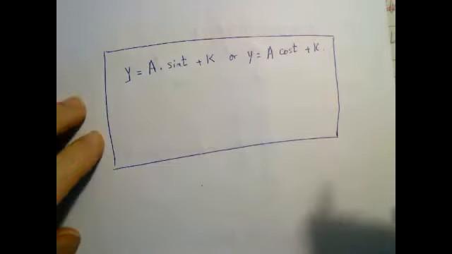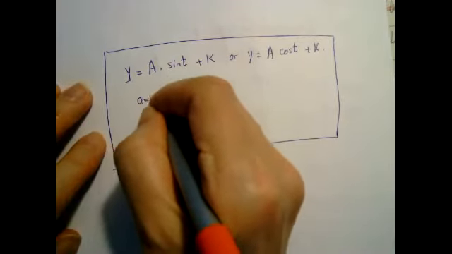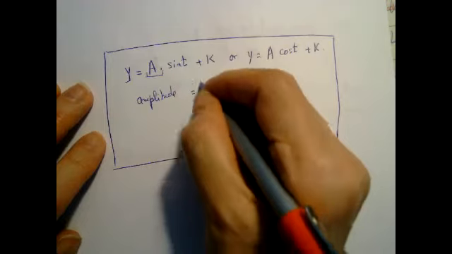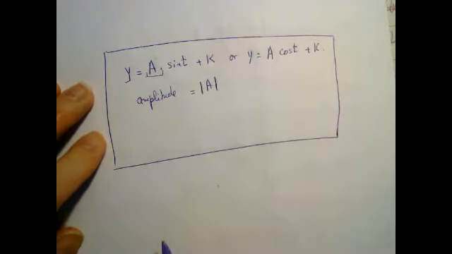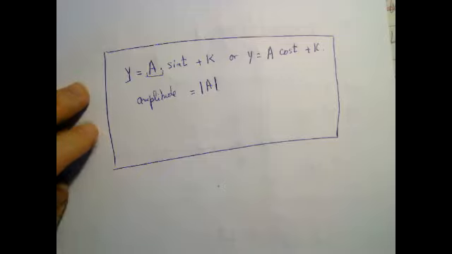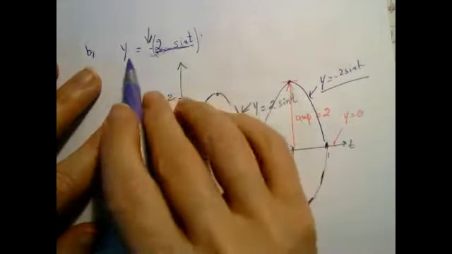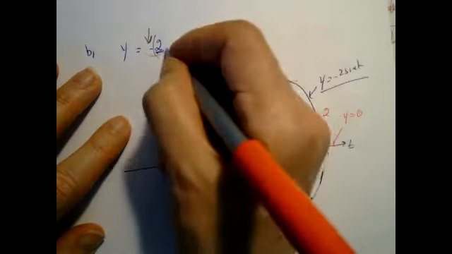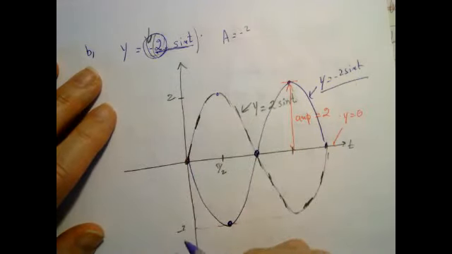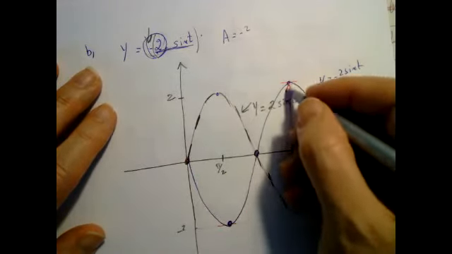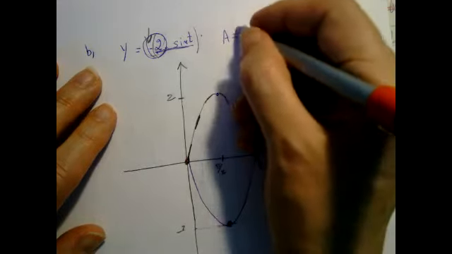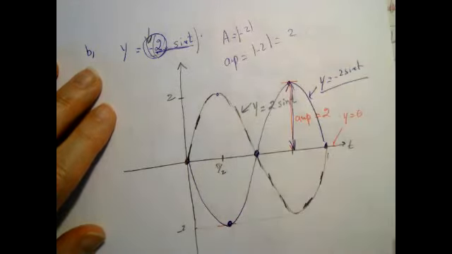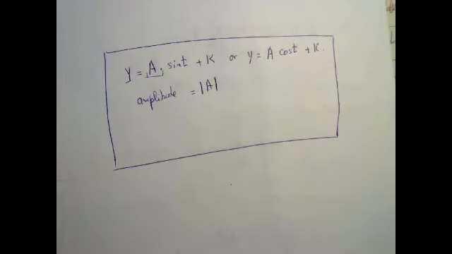Now, if a function has the following form, then the amplitude is always the absolute value of a. Now, why the absolute value of a? Because when I took y equal to minus 2 sine t, my a is actually what the sine is multiplied by. The a is minus 2. But the amplitude in this case is actually the absolute value. So the amplitude is equal to the absolute value of minus 2, which is equal to 2. So the amplitude is always a positive number. That's why you put the absolute value of a.